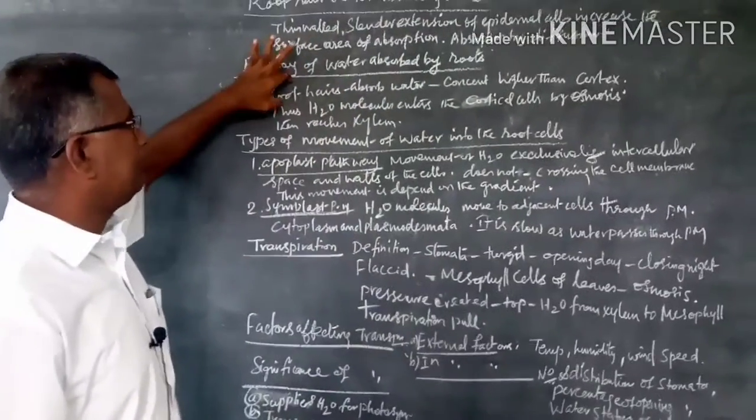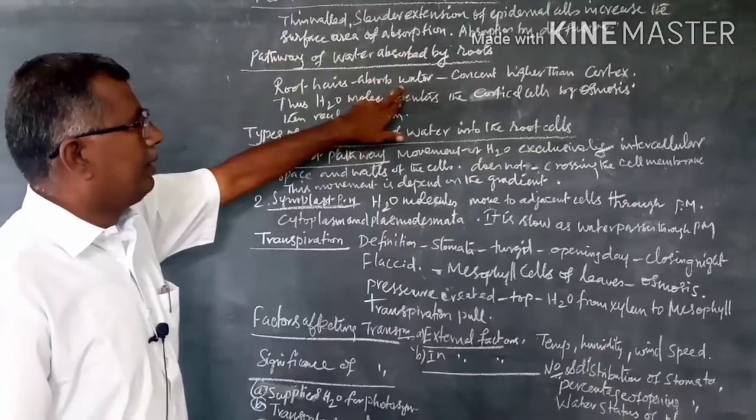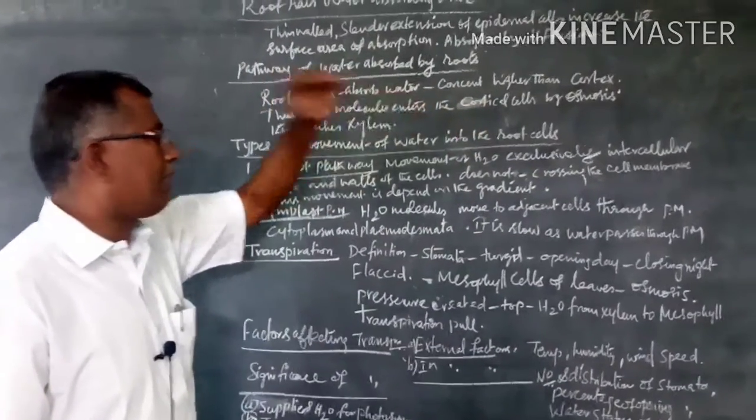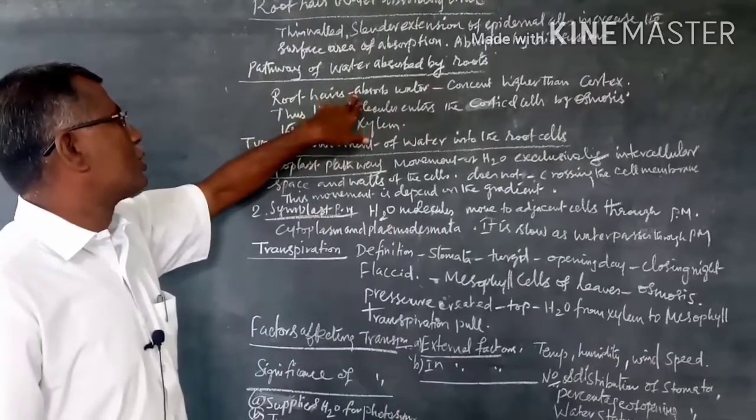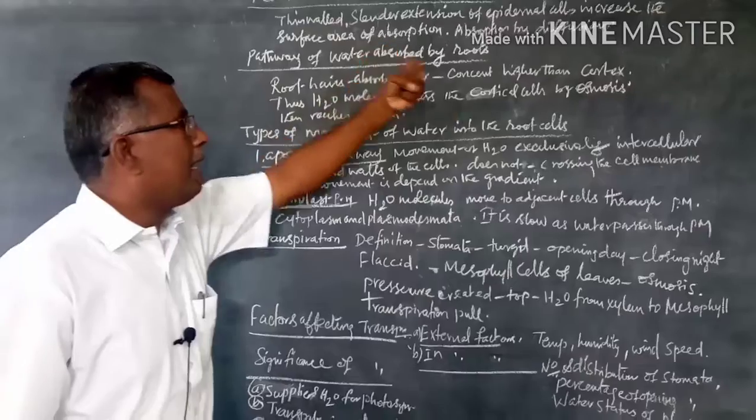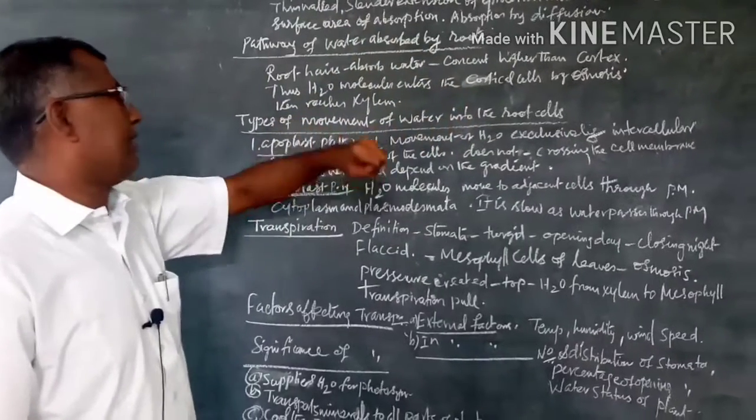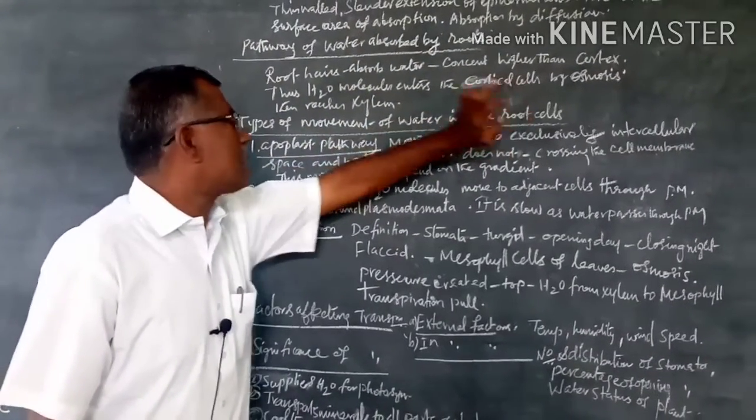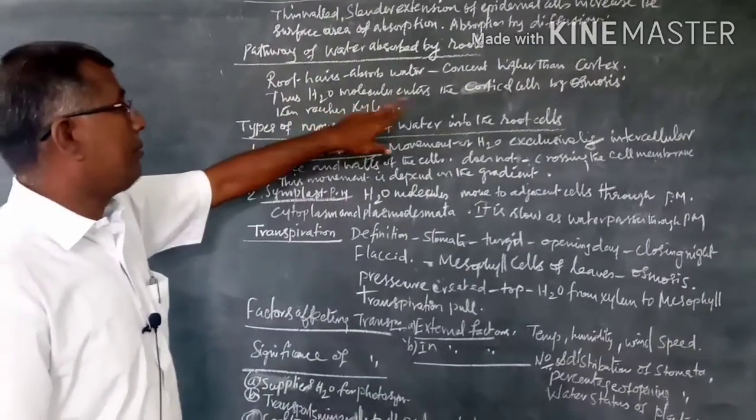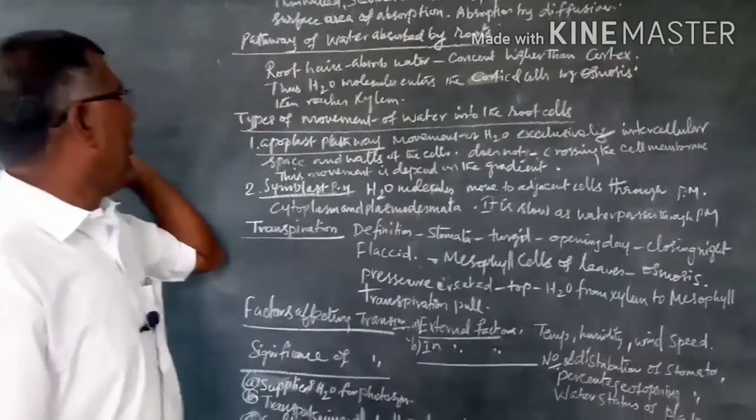What is the pathway of water absorbed by roots? The root hairs absorb water. Then the concentration is higher than that of the cortex present in the roots. So that is why the water molecules move towards the cortical cells of the cortex by means of osmosis. Then it reaches the xylem. Osmosis you have already known.